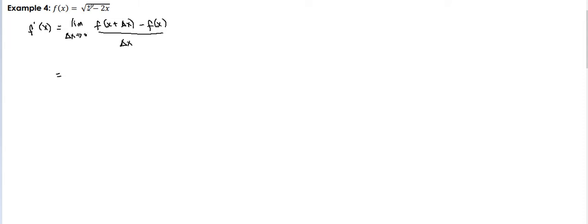Okay, so we know that our f of x is equal to square root of 1 minus 2x. So our f of x plus delta x would be square root of 1 minus 2x plus delta x. Okay, so let's just simplify this one. We will get 1, negative 2 times x would be negative 2x plus, okay, negative 2 times delta x is negative 2 delta x.